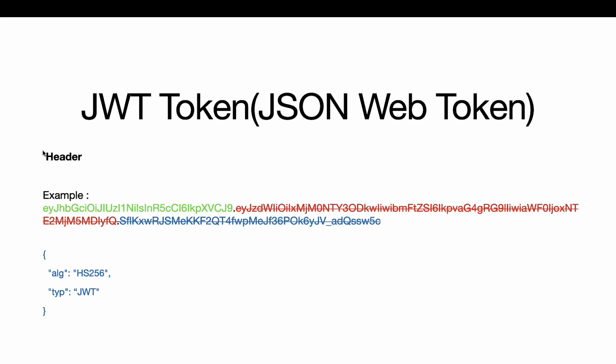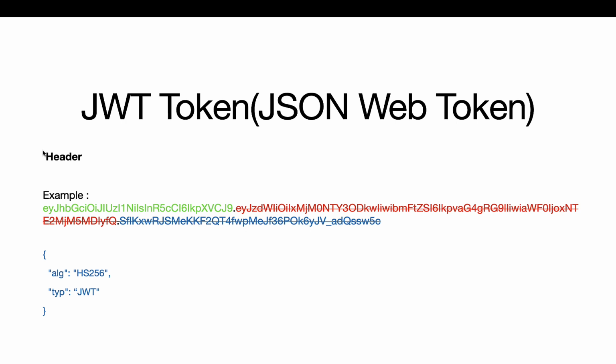Let's see next. Let's talk about the header. The header typically consists of two parts: the type of the token, that is JWT, and the signing algorithm being used, such as HMAC SHA-256 or RSA. It's encoded in the base64 URL format. In the example, I have given the algorithm and type. Even if you go to the jwt.io site and put any token over there, it will show you the first part as a header, showing the algorithm and type.